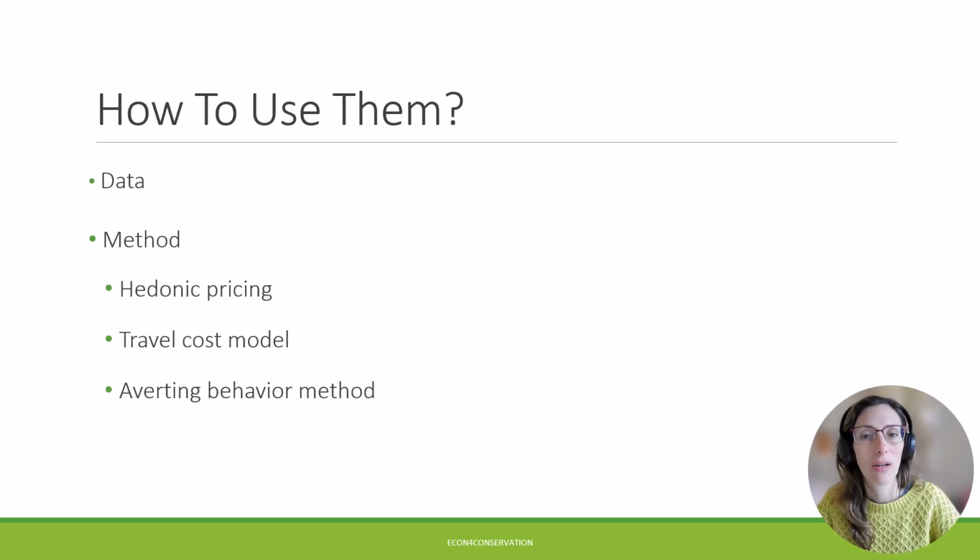Once you define the ecosystem service you want to value, you have to think about two things. First, data. Which are the data that exist on actual choices? Gather data on how people spend money or time in relation to environmental goods. For example, travel to parks and choice of residential location. Then you can think about the method. There are basically three methods. The first two, hedonic pricing and travel cost model, are the most used methods in environmental evaluation.